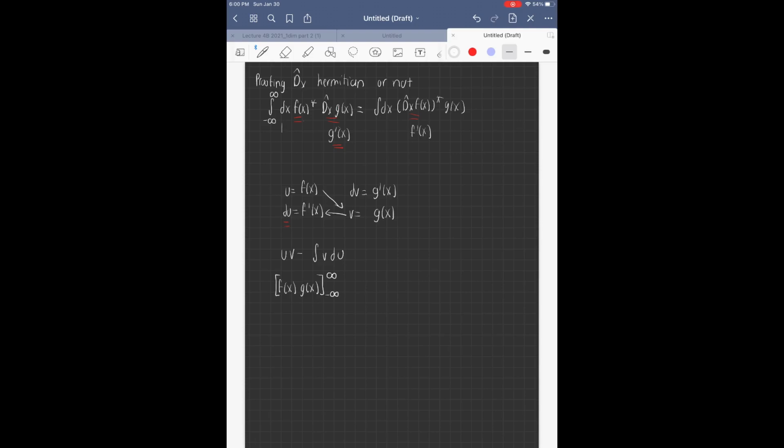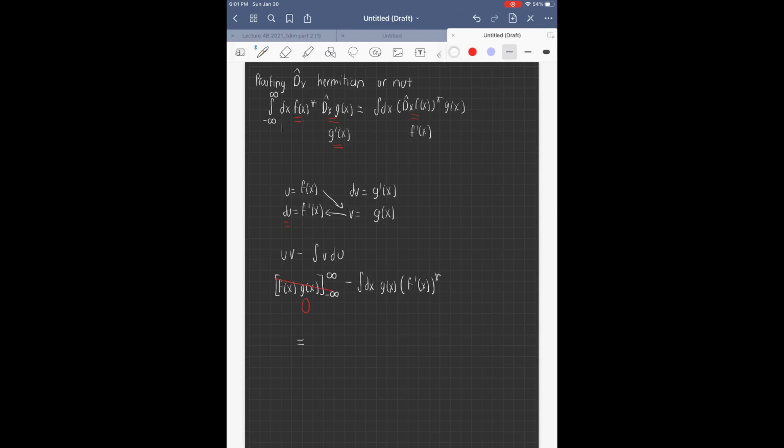And then this would be minus v du, which would be g of x. And this would be g of x, and we have f of x, which is in the complex conjugate, so it would be f prime of x. And then this would be in the complex conjugate. And then let's just assume that these are two arbitrary functions, so the boundary term would be infinity minus infinity, this could just be 0. Yeah, this would be 0.